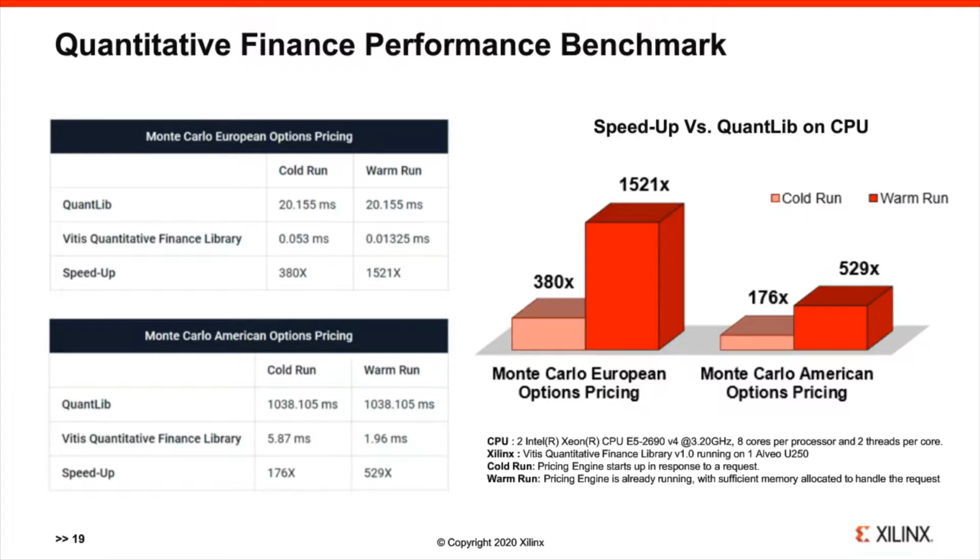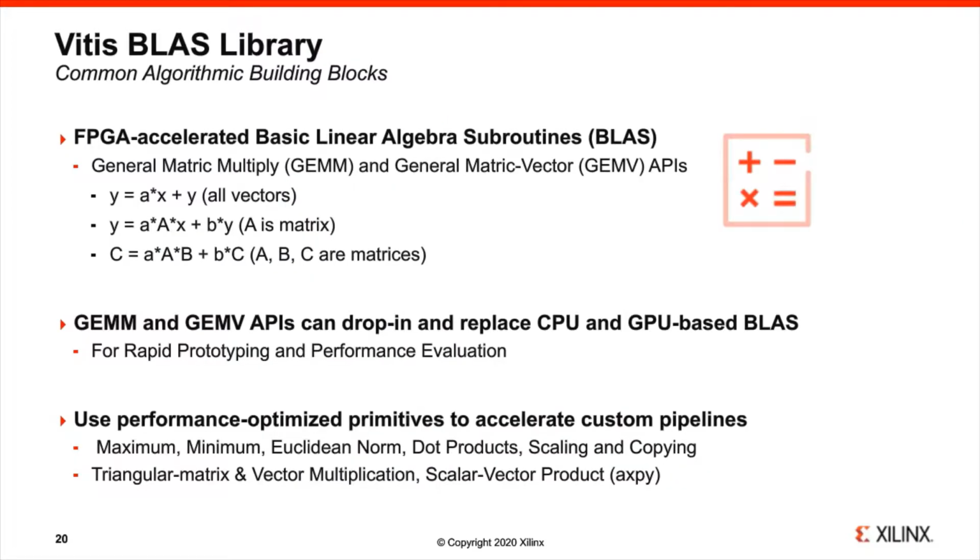Now, moving on from domain-specific libraries, let's take a look at two examples of the accelerated linear algebra libraries. These are common algorithmic building blocks that you would use to build your own FPGA accelerated applications. The first example we'll look at is the Vitis BLAS library. The Vitis BLAS library is a performance-optimized implementation of the standard basic linear algebra subroutines.